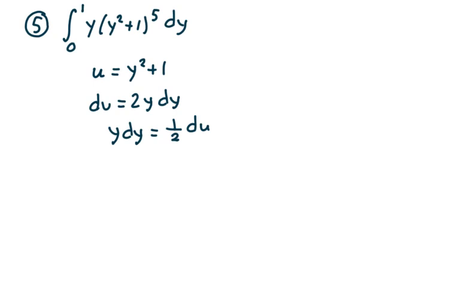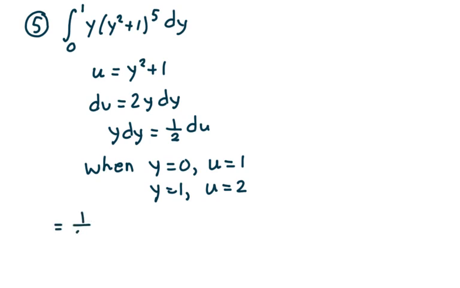So when y is 0, I claim u is 1. When y is 1, u equals 2. Okay, so I have to transform everything in terms of u's. So this is 1/2 the integral from 1 up to 2 of u to the 5th du.